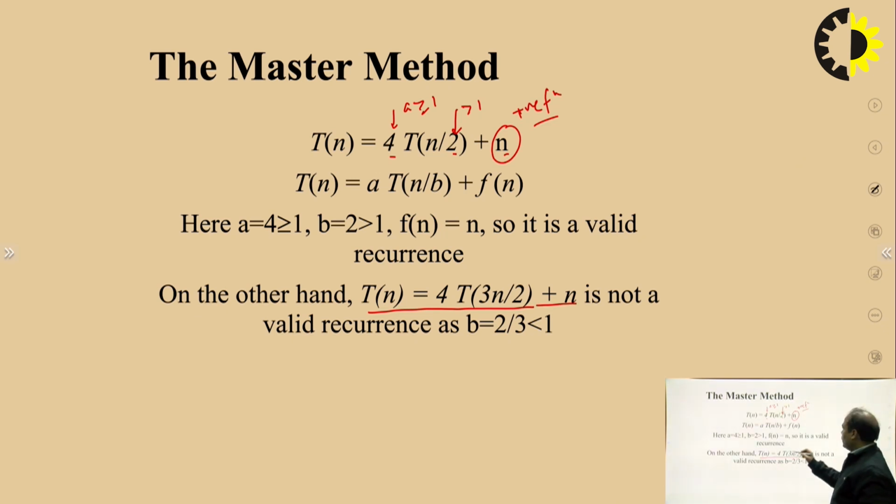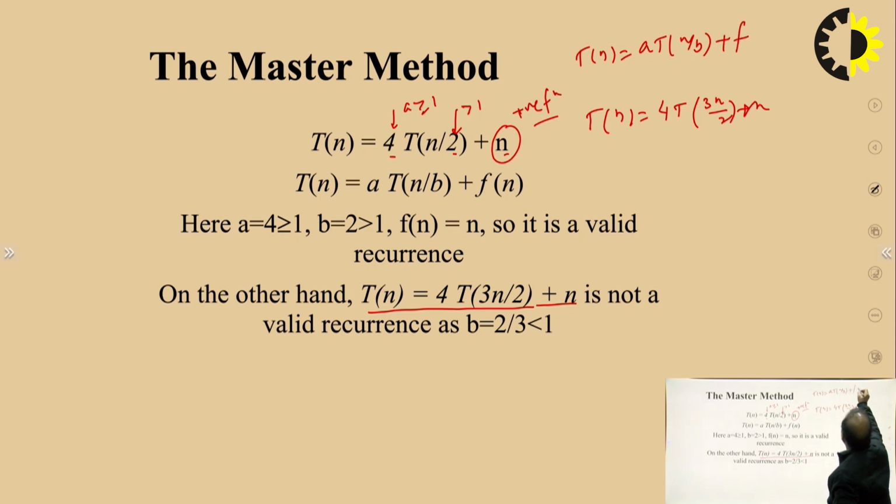On the other hand, suppose we write T(n) = 4T(3n/2) + n. Let's see whether it is a recurrence relation or not. Converting into this form, T(n) = aT(n/b) + f(n), suppose we want to convert this into this form. How to convert it? 4T((n/2)/3) + n.